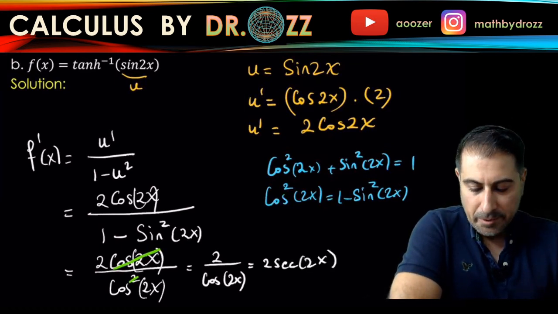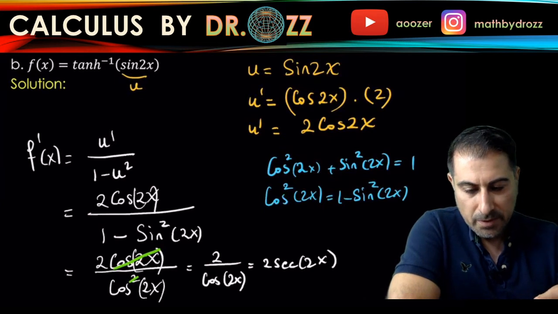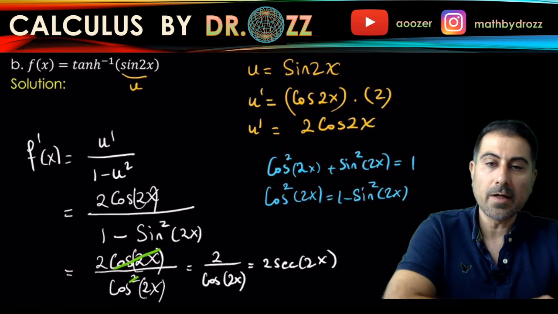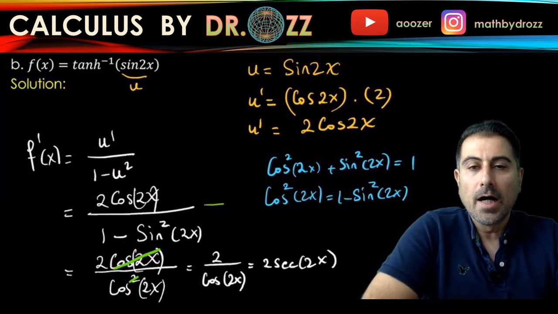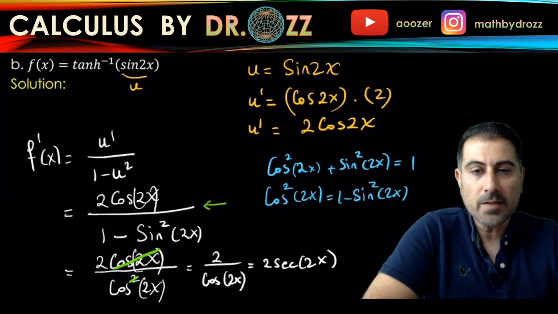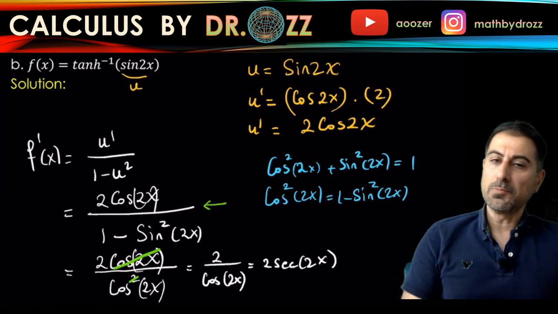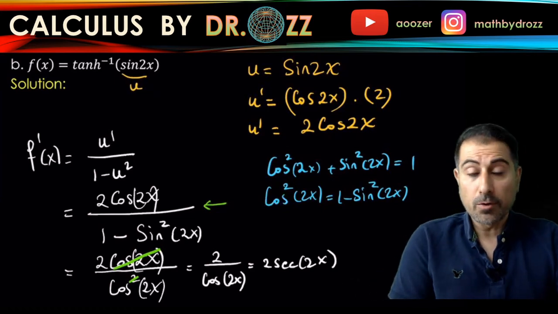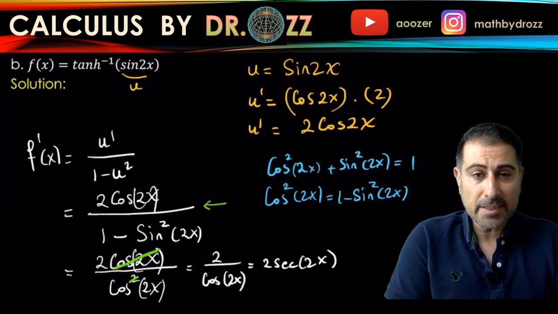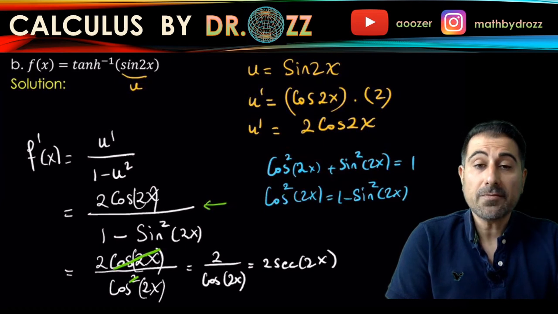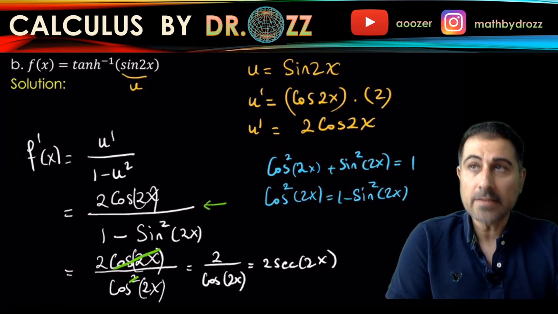We're using multiple things here. You could perfectly leave the answer as is at this point, but remember that like in Calc 1, we're trying to simplify as much as we can, because we may use f prime in another calculation. The more you simplify, the simpler the calculations you're going to have at the end. So the derivative of f is 2 times secant 2x.